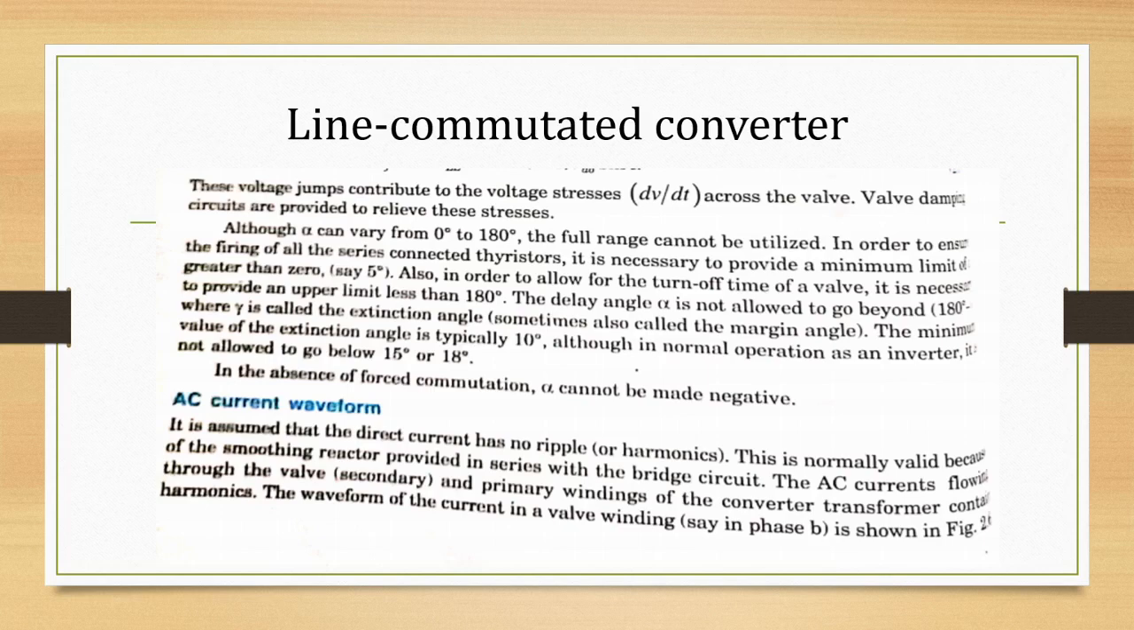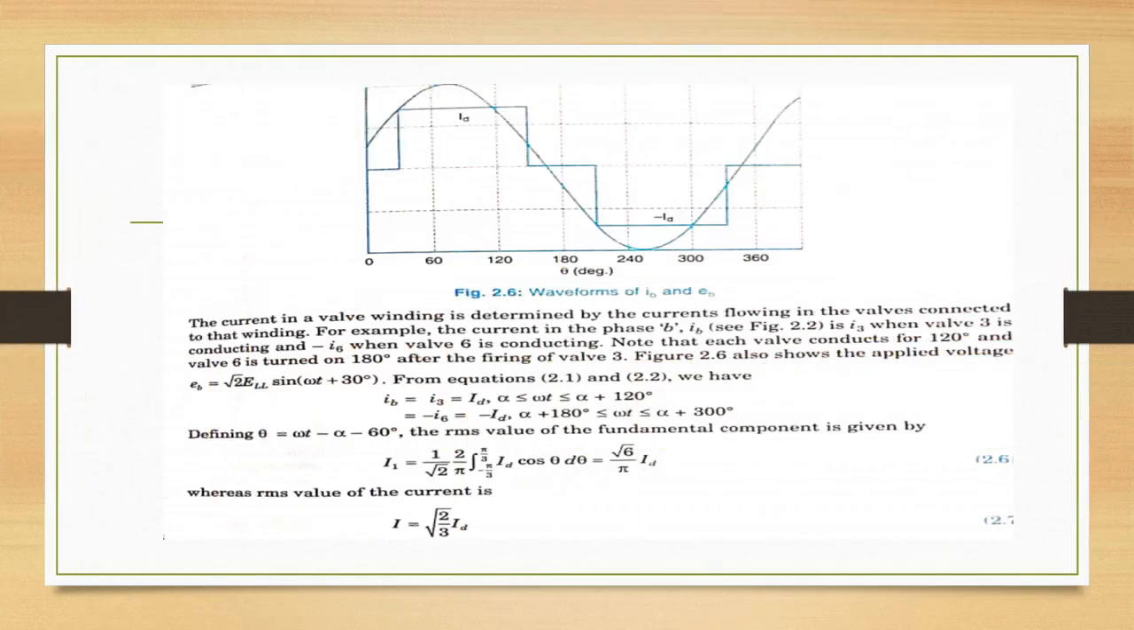AC current waveform. It is assumed that the direct current has no ripple or harmonics. This is normally valid because of the smoothing reactor provided in series with the bridge circuit. AC currents flowing through the valve and the primary winding of the converter transformer will contain harmonics. The waveform of the current in a valve winding is shown in the figure. So the waveforms of IB and EB are shown here.